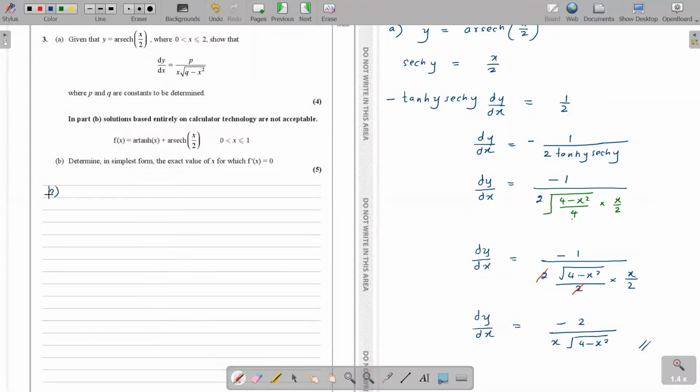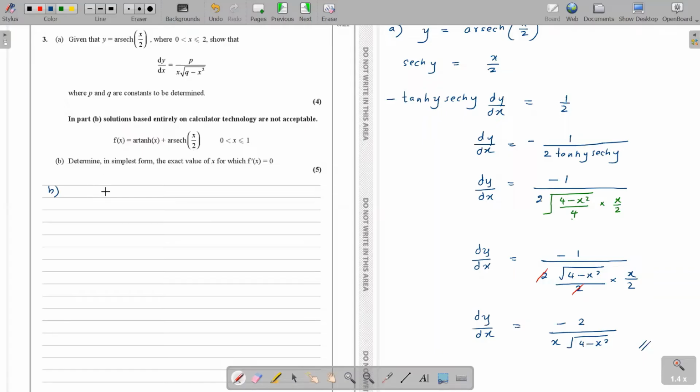Part B. They say in part B, solutions based entirely on calculator technology are not acceptable, so you need to solve this by showing the proper working. f(x) equals arctan x plus arcsec(x/2). Determine in simplest form the exact value of x for which f dash x is equal to 0.